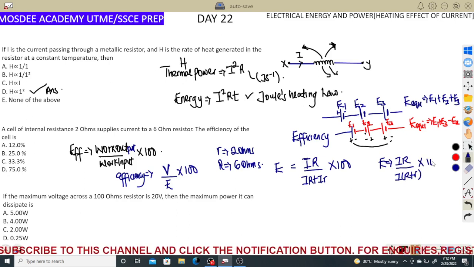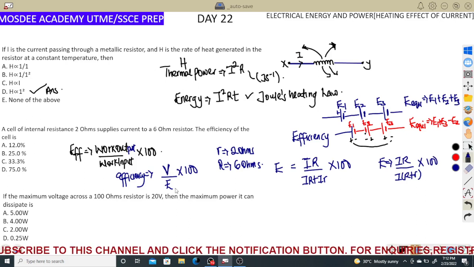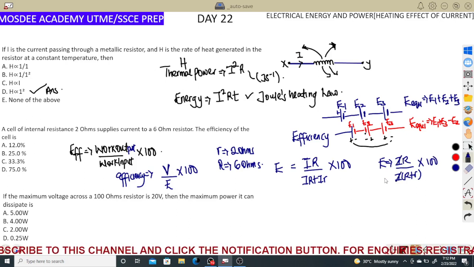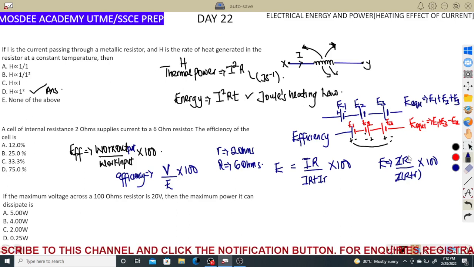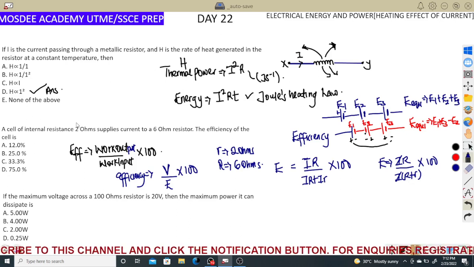Multiply by 100. Some people will give you points, that's why I'm showing you all. Some will give you V, some will give you E, and ask you for efficiency. So what happens? I gets cancelled out. So the efficiency of the cell is always big R over big R plus small r, times 100. This is the way you are going to solve this question, and directly you are going to get the answer.